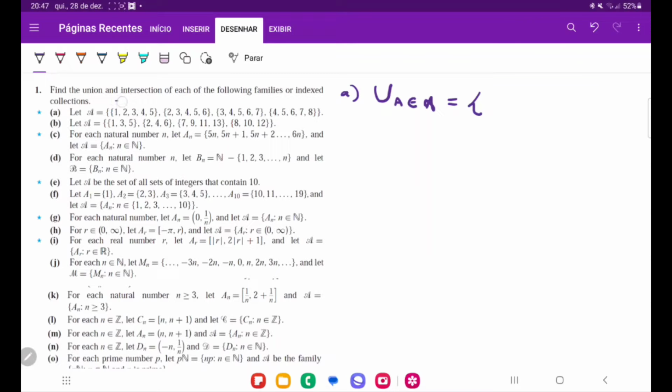So we can see here we have from 1 through 5, and then we have 6, and then 7, and then 8. So those are all the elements. So 1, 2, 3, 4, 5, 6, 7, 8.